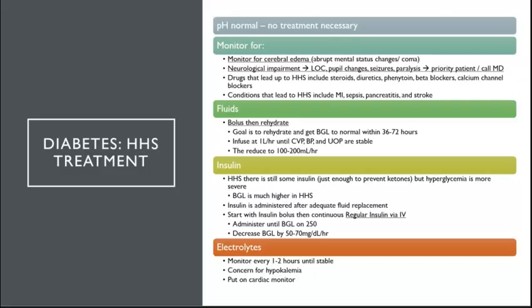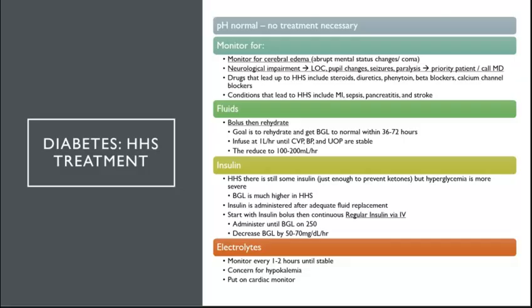What's our treatment with HHS? So pH is normal. There are no ketones. We're going to monitor for cerebral edema, neurologic impairment, so level of consciousness, pupil changes, seizures, paralysis. If any of those are happening, of course, you're calling the doctor. Drugs that can lead to HHS include steroids, diuretics, seizure medication like Dilantin or phenytoin, beta blockers, and calcium channel blockers. Conditions that could lead to HHS: myocardial infarction, sepsis, pancreatitis, and stroke.